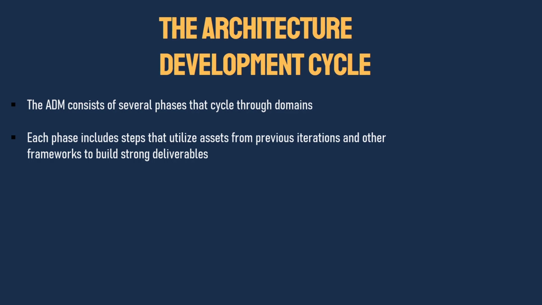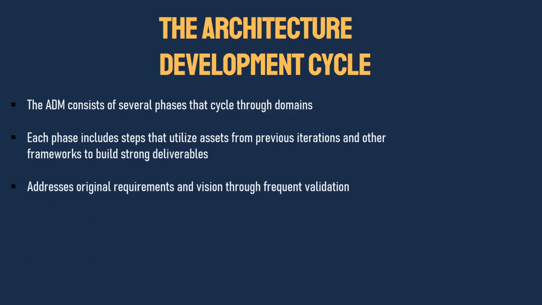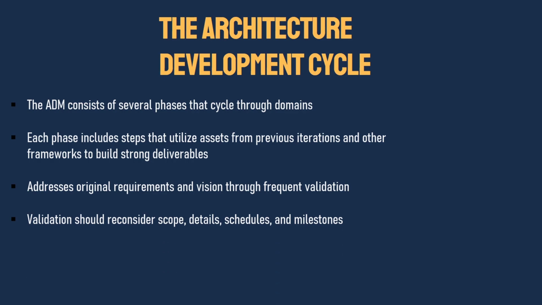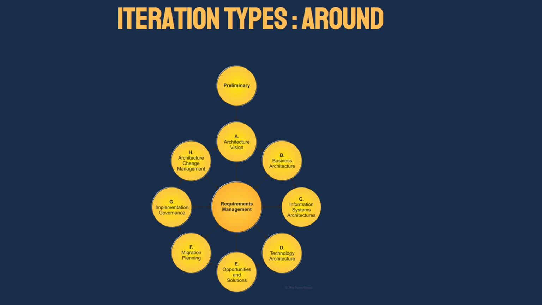The ADM addresses organizational requirements and vision through very frequent validation. And when you perform validation, you should reconsider scope, detail, schedule, and milestones. There are different iteration types. When you are going through the ADM, the first type we will talk about is around, where we basically begin with a preliminary and go through steps A, B, C, D, E, F, G, and H in order.